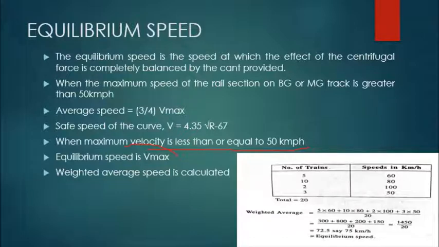using some random values. If the number of trains passing through the curve is 5, then the speed is 60 km per hour, and the number is 10 with the speed 80 km per hour, and 2 trains with speed 100 km per hour, and then three trains passing through that curve with 50 km per hour, and a total of 20 trains is passing through that track at different times with different velocities.